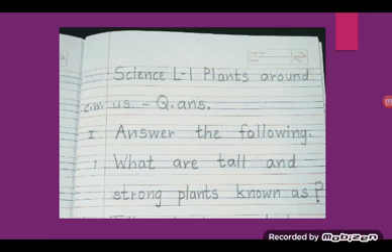A is capital. Why? Because it is the starting letter of that sentence. One finger gap, you should never forget. Always keep one finger gap between two words. Now below that I have written one number. Now see children, in this type there are 5 to 7 sub questions. So these sub questions we write with numbers. Number 1. What is the first sub question? What are tall and strong plants known as?